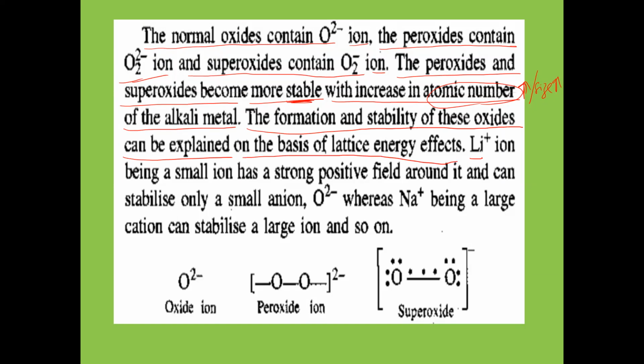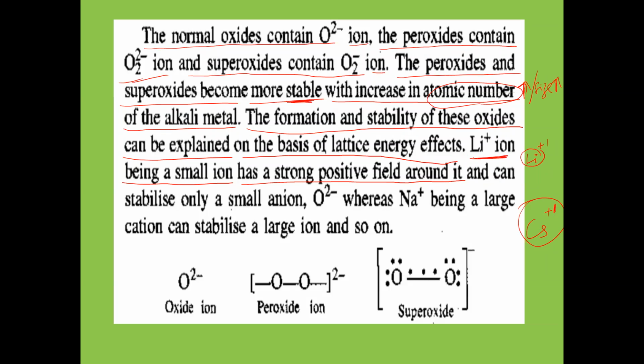Lattice energy. Li plus ion being a small ion, small cation, it has what? Stronger positive field around it. So lithium plus, this positive plus one charge is more in small size. But if you take cesium plus, large cation here, again charge plus one only. A small cation, plus one charge. A large cation, plus one charge. Here, where more positive charge field is there? Lithium, the small size cation, has more positive charge field. That's what is said here.